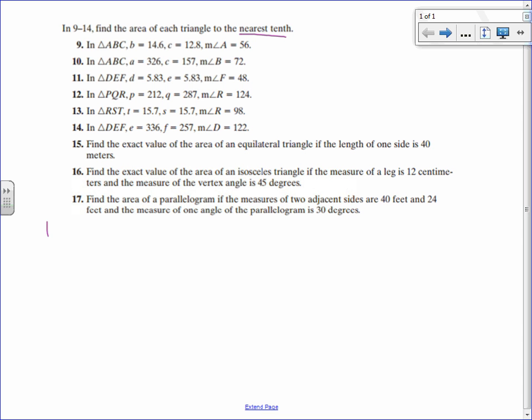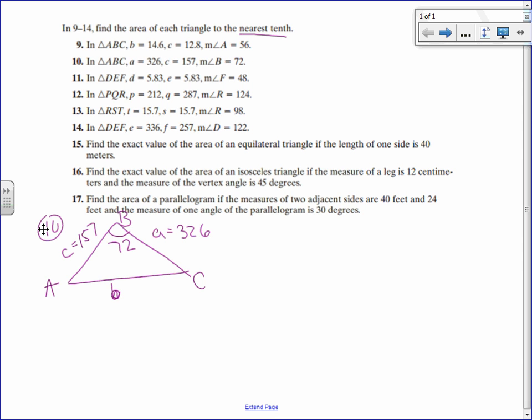Number 10 gives us triangle ABC. We're very creative with our naming in mathematics. Here's A, B, C, little b, little a, little c. Remember, the smaller letters are across from the angles that are the capital letters. Little a is equal to 326, little c is equal to 157, and angle B is equal to 72. You might be looking at that and saying, that does not look like a 72-degree angle. That looks like maybe a 90 or even an obtuse. Doesn't matter. Just draw the picture. It does not matter if it is accurate.